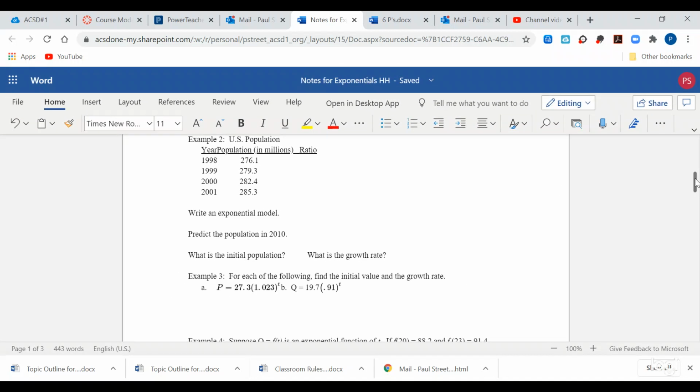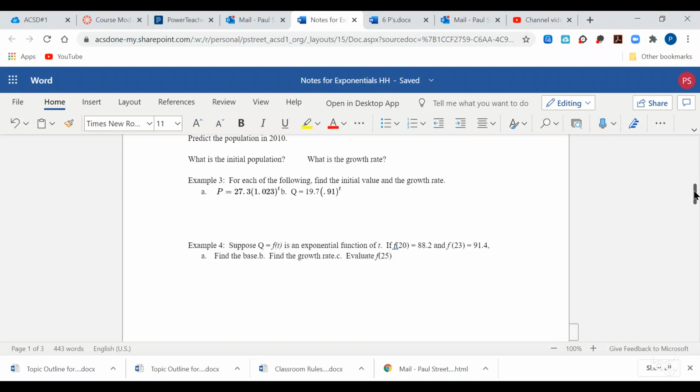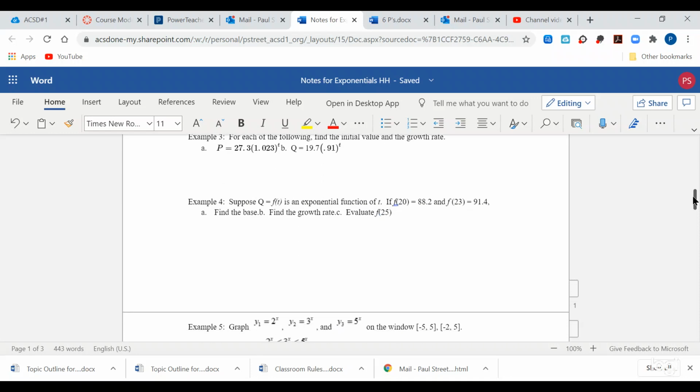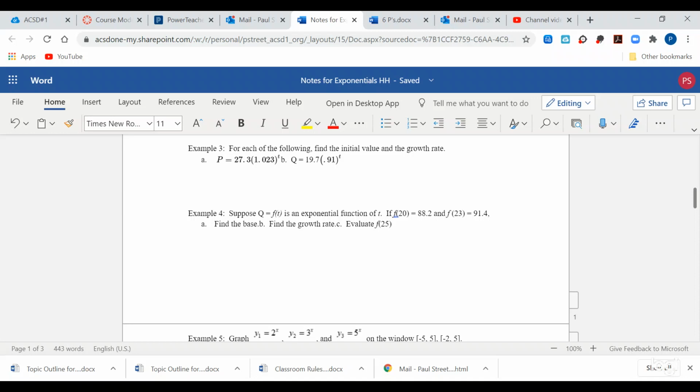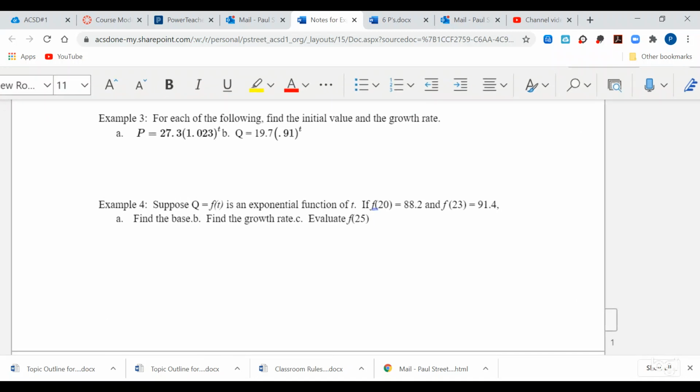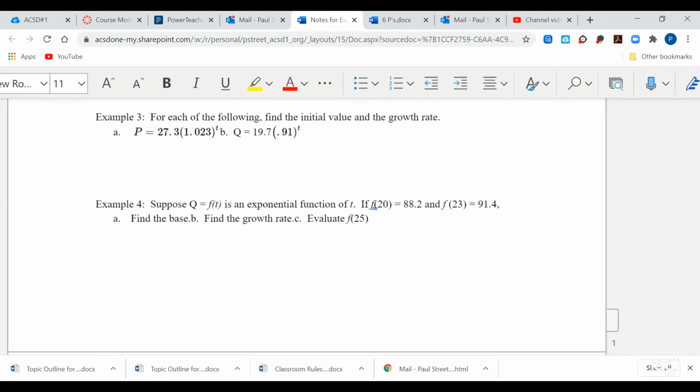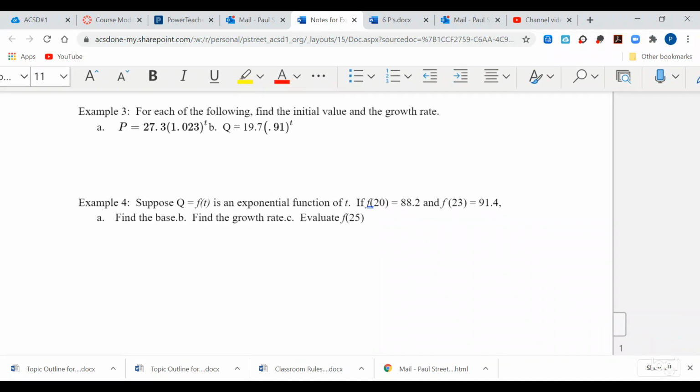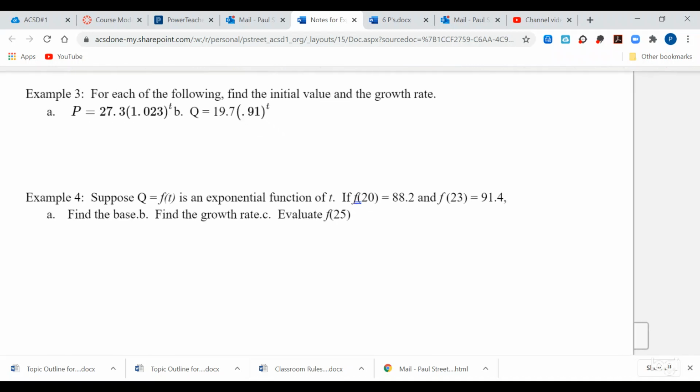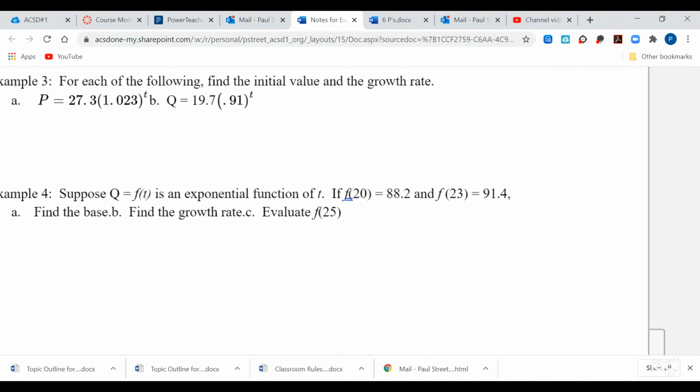I'm trying to bring back my little pointer. Okay, and I'll blow it up again so we can try to see it. So example 3, now we have for each of the following, can we find the initial value and the growth rate? We're looking at example 3 on part A. So I'll give you a moment. You can try to jot down your answer, and you can turn to somebody. Can you see that? Maybe even bigger, just a little bigger would be nice. Okay. Is that legible yet?